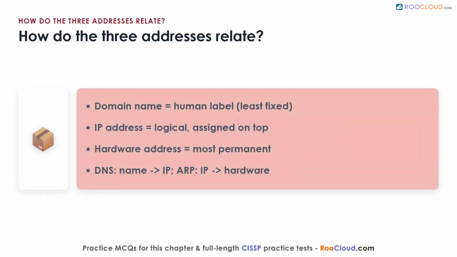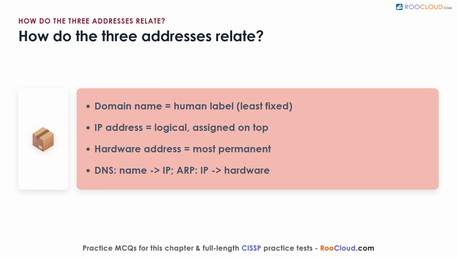So how do the three kinds of address relate? They stack in layers of permanence. The domain name is a human-friendly label, and it is the least fixed. The IP address is a logical address assigned on top of the hardware, and it too can change. The hardware address burned into the interface is the most permanent, though even that can sometimes be spoofed.